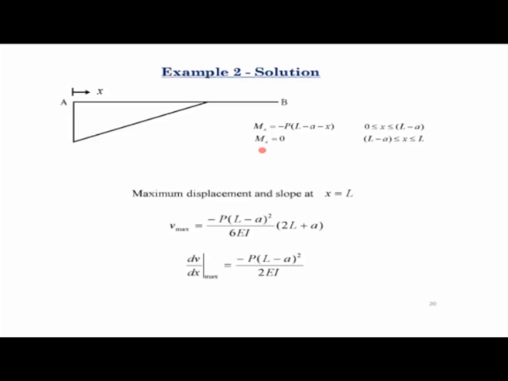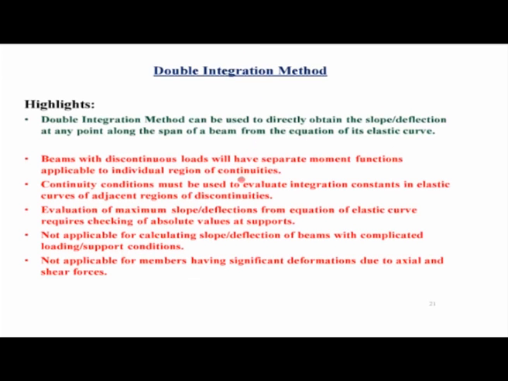Now based on our observations on these two examples, I have highlighted some points about the double integration method, and these are the points that I wanted you to keep in mind whenever you are working with it. First of all, the double integration method can be used to directly obtain the slope and deflection at any point along the span of a beam from the equation of its elastic curve. So if you have the moment function of a beam along its span, you can use that moment function to calculate the slope or deflection at any point by the double integration method.